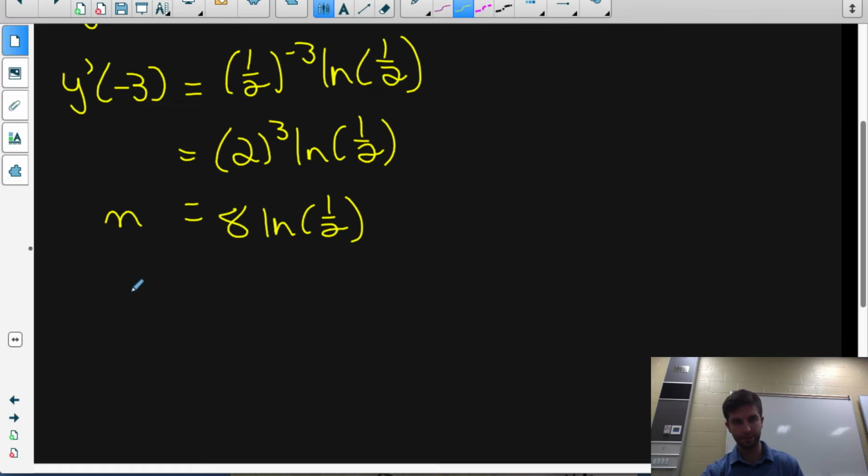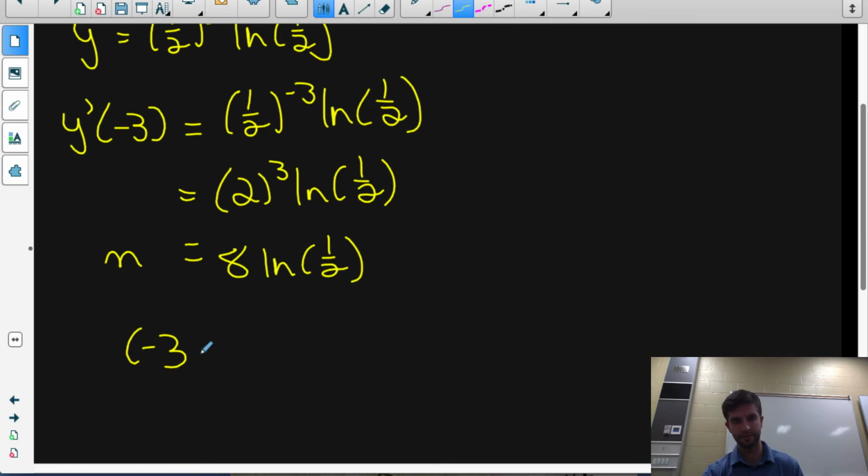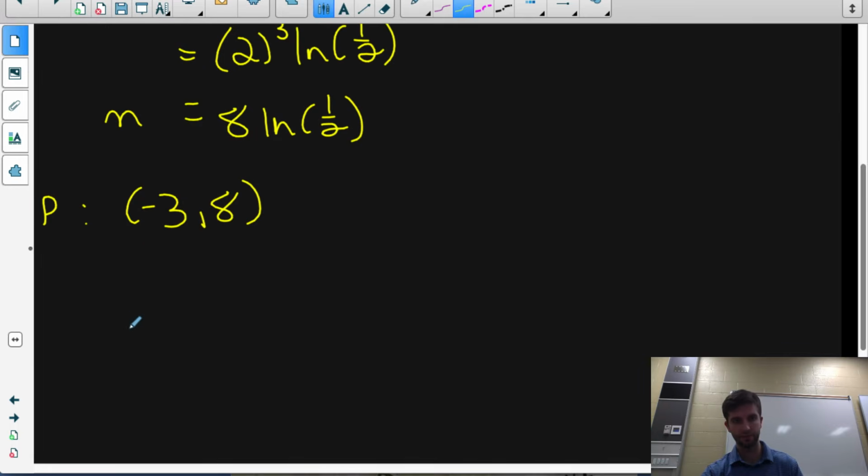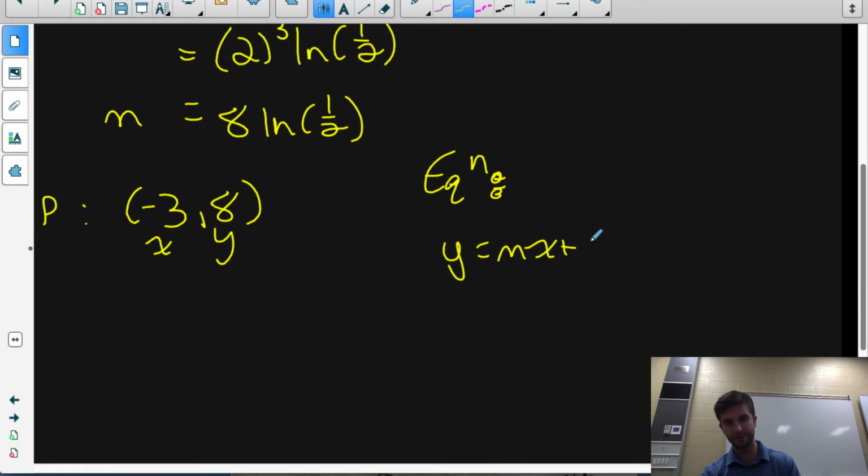And I know the point on the tangent line was -3, 8. So that's my point. I've got the slope. I can now find the equation by solving for b. So the equation in the form y equals mx plus b. Plug in the y, 8. Plug in the slope, 8 ln 1/2. And plug in the x, -3. And we'll solve for b.